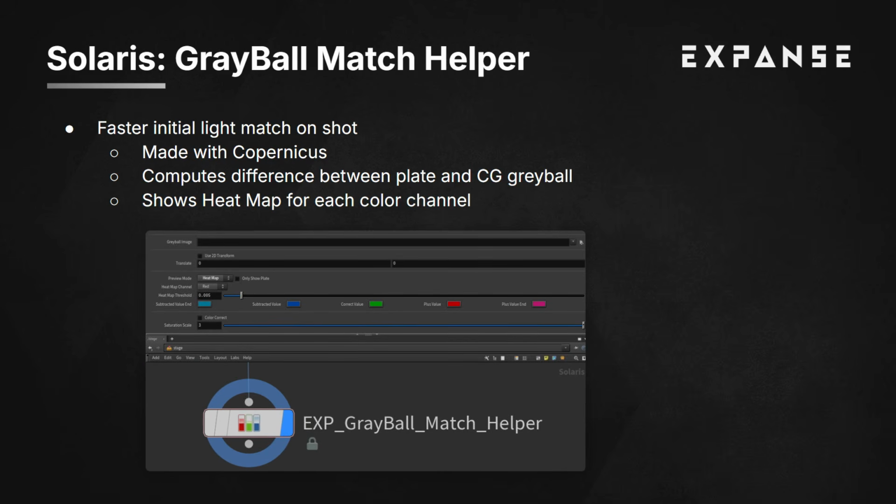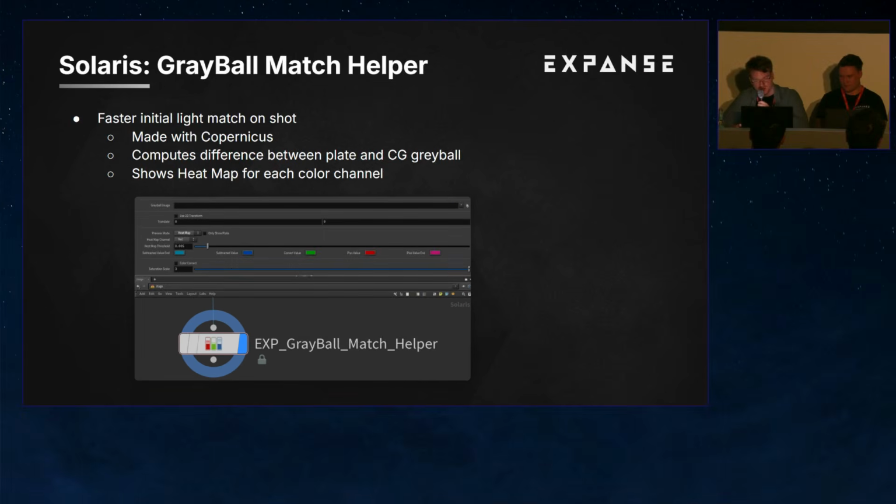Now that you know how our setup works, let's talk a little bit more about how we do lighting. The first step we do is to match the gray ball, so we get a good initial light match. To help with this, we have a node using Copernicus to compute the difference between the plate and the CG gray ball. It can show the difference in the viewport as a heat map for each color channel.